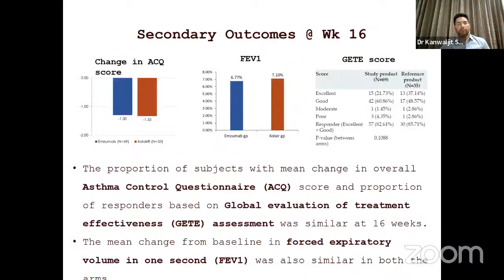And for the secondary outcomes at week 16, the proportion of subjects with mean change in the overall asthma control questionnaire score and the proportion of responders based on the global evaluation of treatment effectiveness assessment were similar at 16 weeks. The mean change from baseline in FEV1 was also similar in both arms.